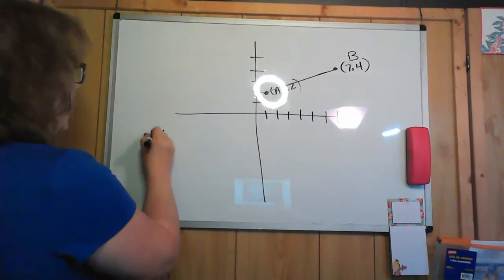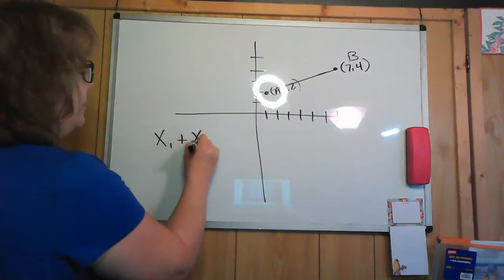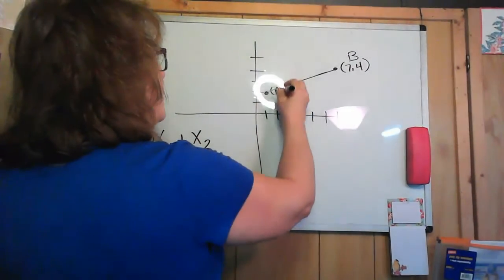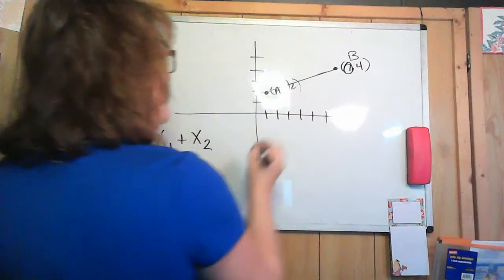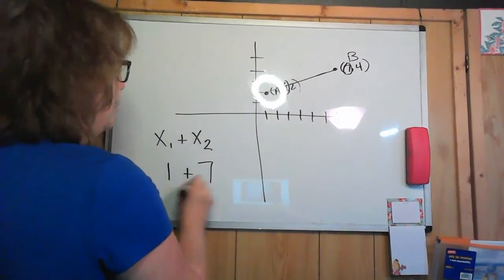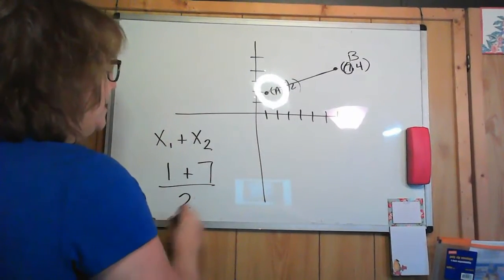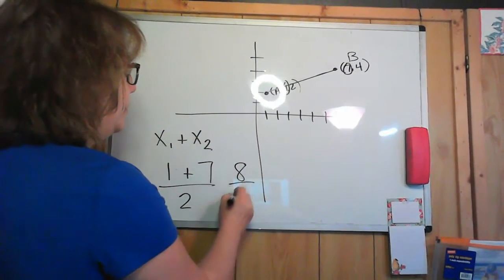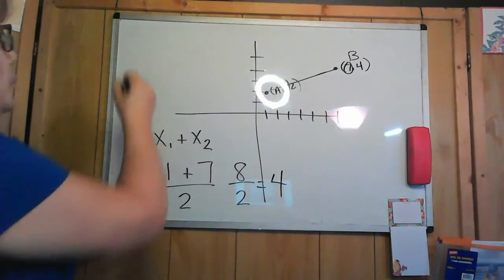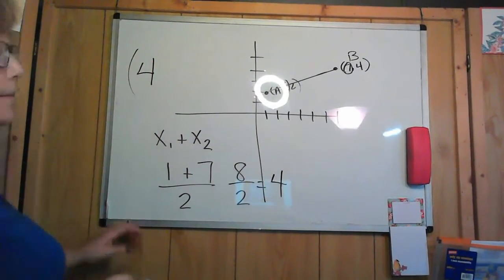I'm going to say x sub 1 plus x sub 2. Well, I'm going to look for my x's. Here's the first one and here's the second one. And so I'm going to put 1 plus 7 over 2. And I end up with 8 over 2 or 4. All right? So there's one of my points, 4.